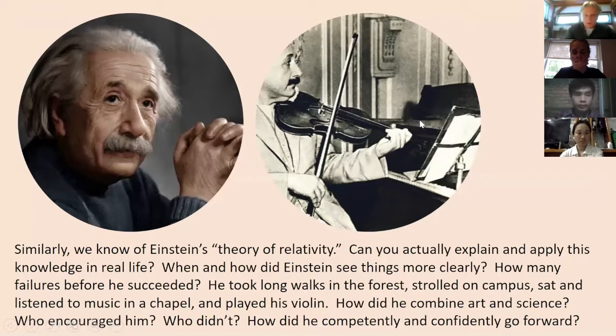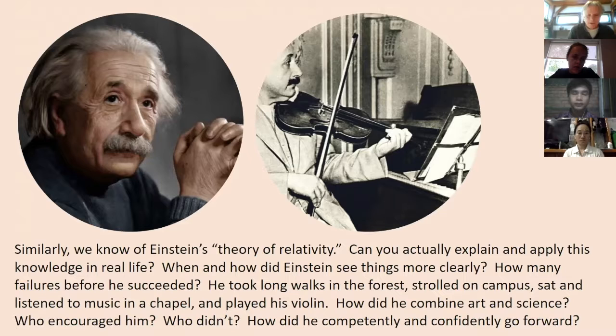So I throw up another person here who we're not going to write about, but I put Albert Einstein there. Everybody knows that face, but do people know that he was a violinist? We all know that he's famous for a theory of relativity, even if we can't explain what that is or how it affects my life. But how many people realize how many times Einstein failed before he succeeded, and how much time he spent walking and sitting and listening to music, and how much time he played his violin? He was an artist as much as he was a scientist.